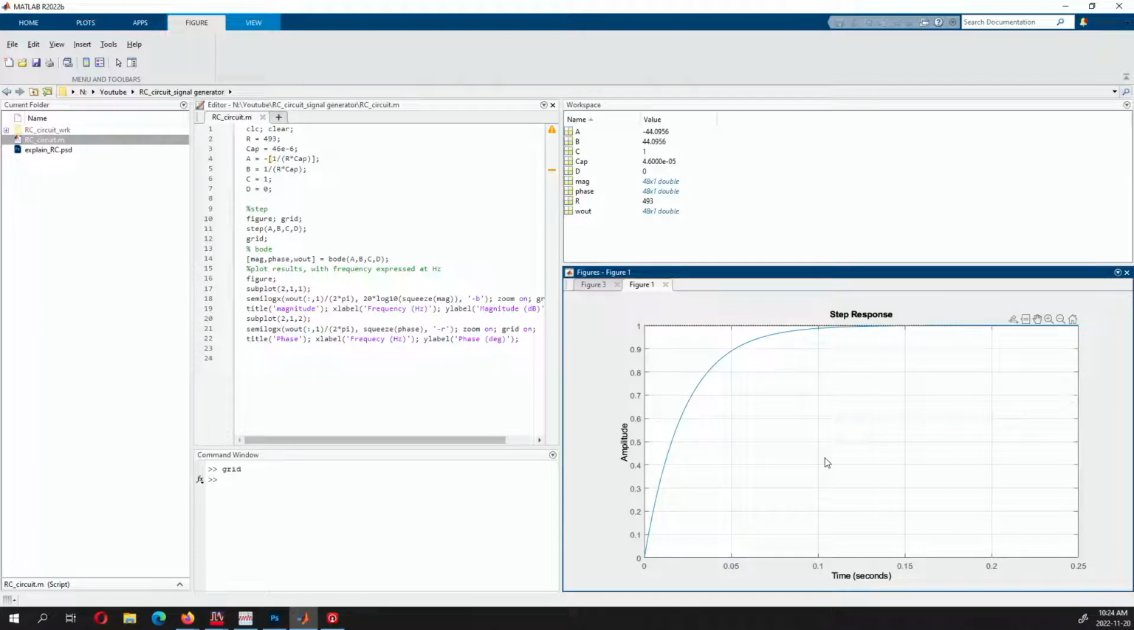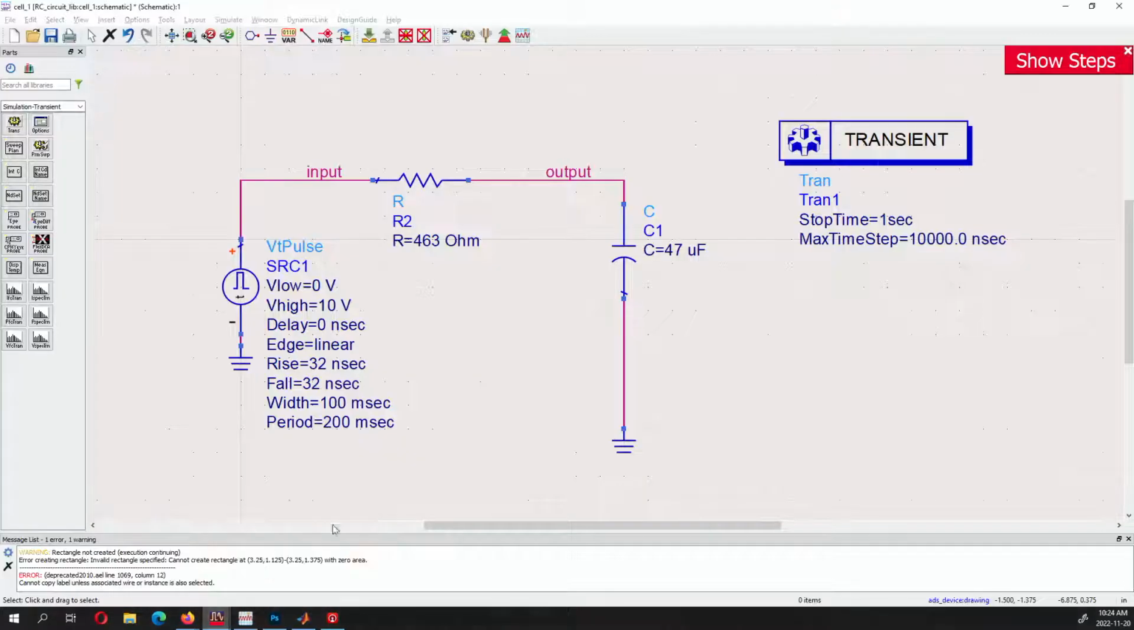Another way of representing the circuit is through using SPICE models, so you can do this using any SPICE model. What we have over here is a simple pulse source. It's creating a pulse, high and low, and I have an RC circuit. R is 463 ohms and C is 47 microfarads.